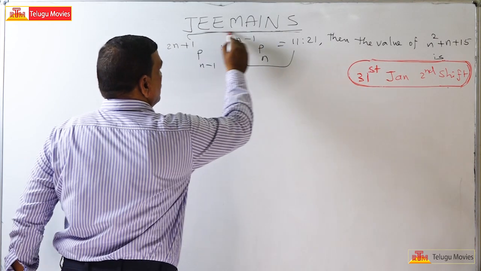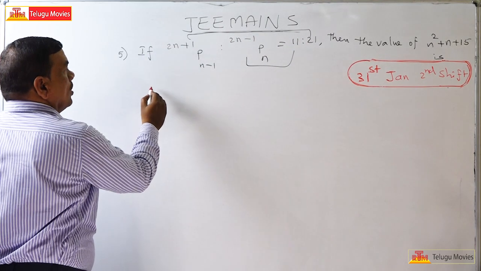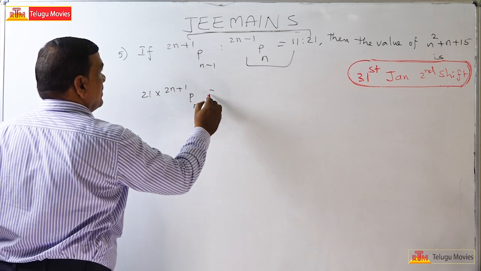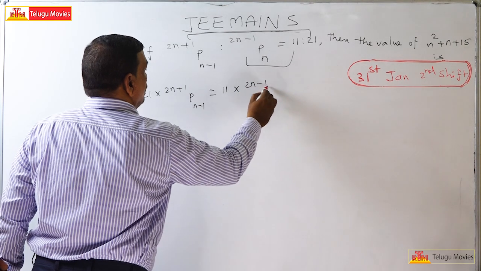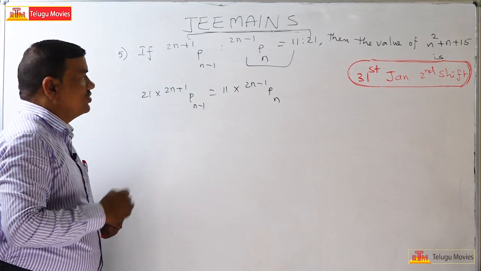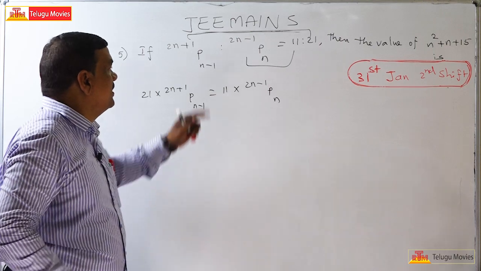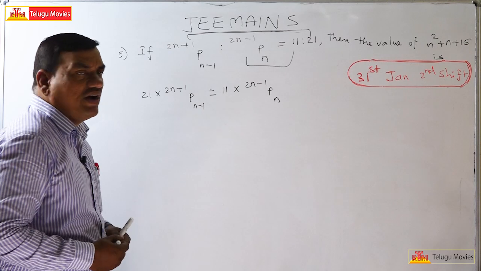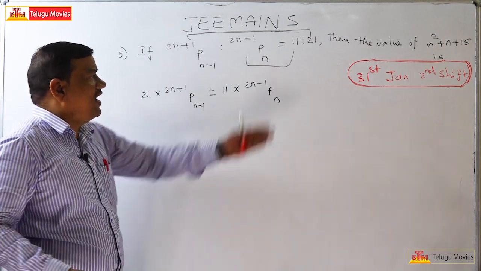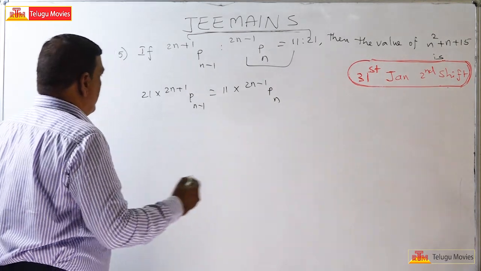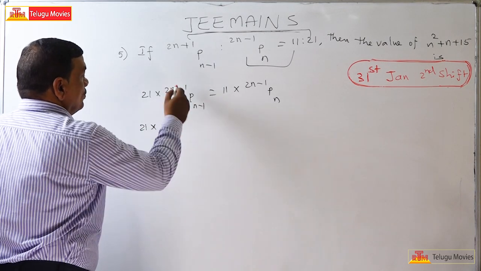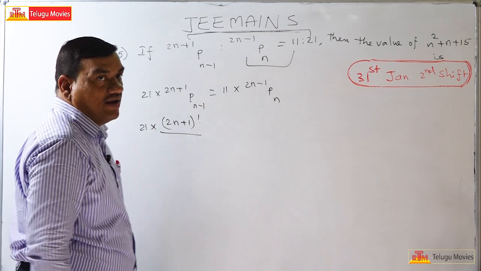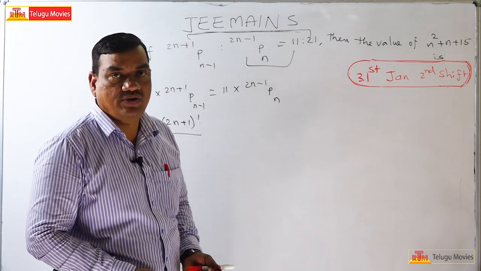So this is equal to 21 into (2n plus 1 P n minus 1) equal to 11 into (2n minus 1 P n). That's all. If A is to B is equal to C is to D, then AD is equal to BC. Then just find the n value. If you find the n value, we can substitute here. Then how to find it? Direct formula: 21 into 2n plus 1 factorial by nPr, n factorial by n minus r factorial.